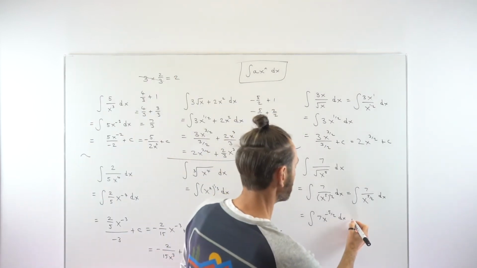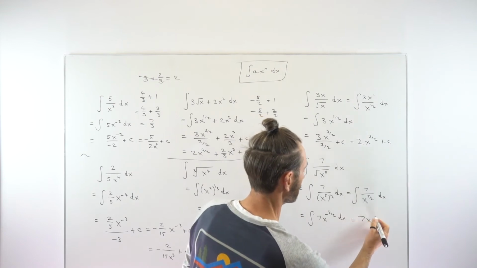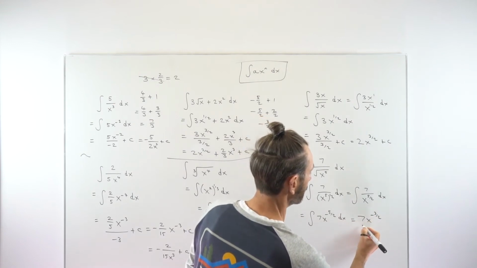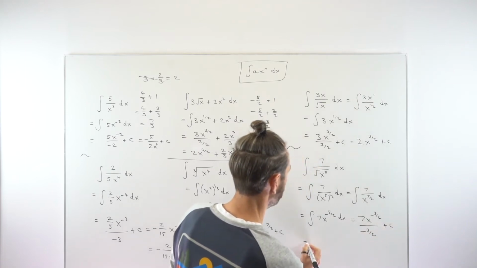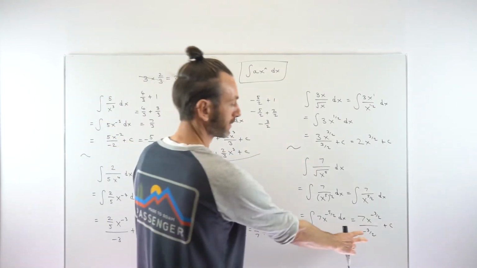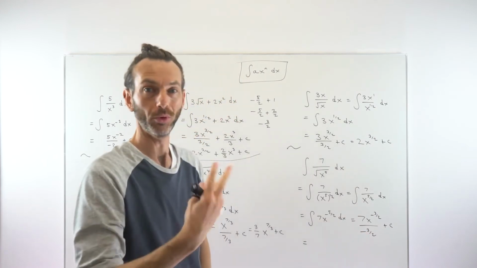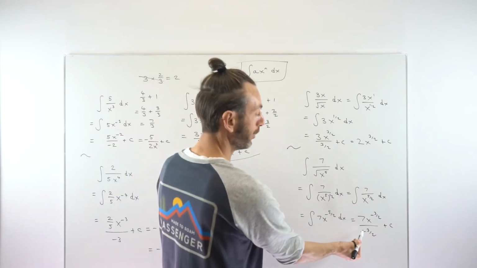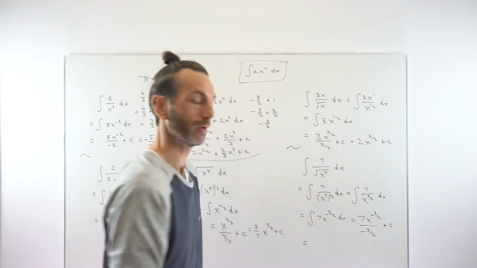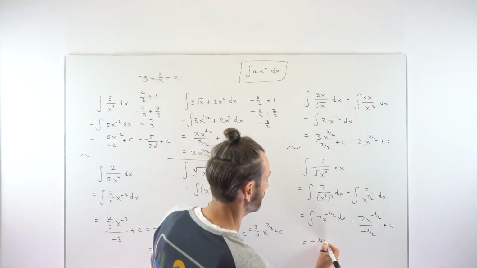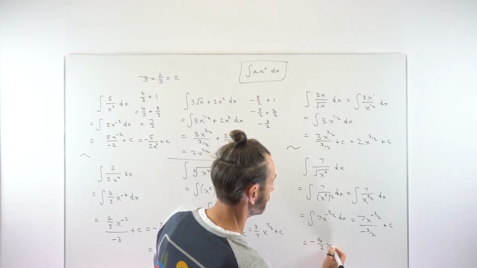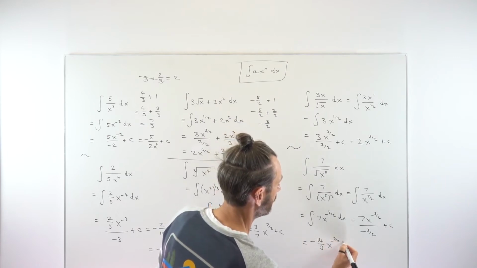So when we add 1 to this power, we get 7x to the minus 3/2, and we're dividing by the new power, so minus 3/2, we've got our plus c on the end. Again, we can tidy this up, so instead of dividing by 3/2, we're going to multiply by 2/3. We can multiply that 2/3 to the 7, so it becomes 14/3, and it would end up being negative 14/3 times x to the minus 3/2 plus c.